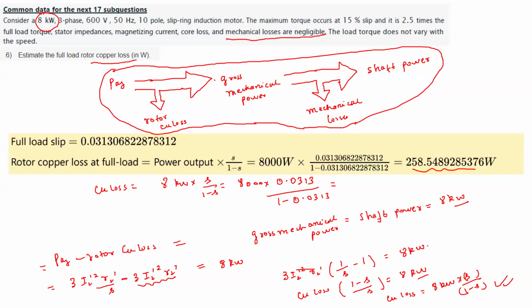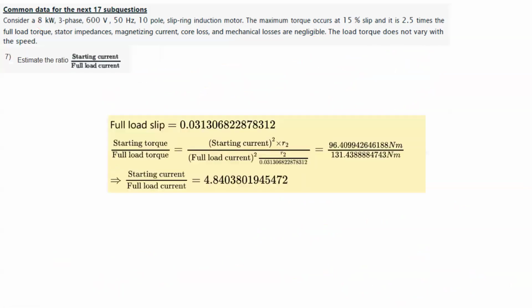So going to the next question. Now in the next question, we have to estimate the ratio of starting current to full load current. Okay, so how to do this? We know the relation. So what is the starting torque? First of all, let us just write the simple expression of torque. Starting and full load we will see later. But what is the torque actually?